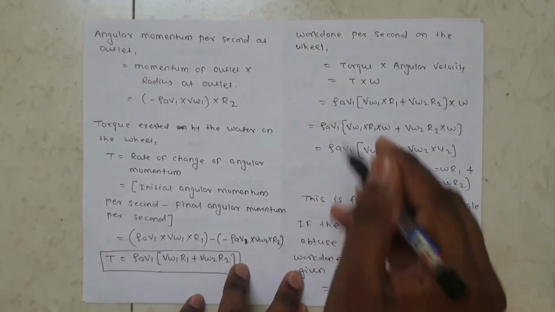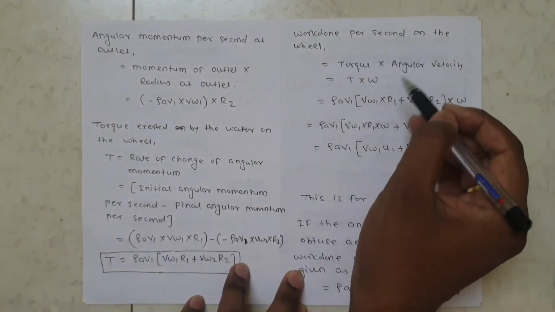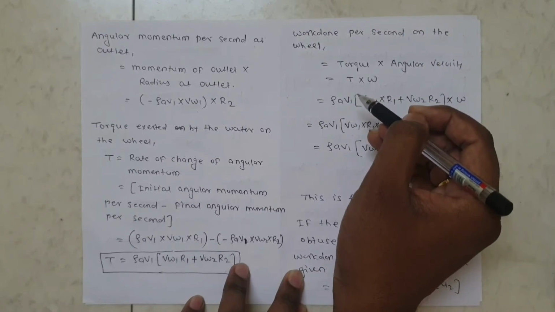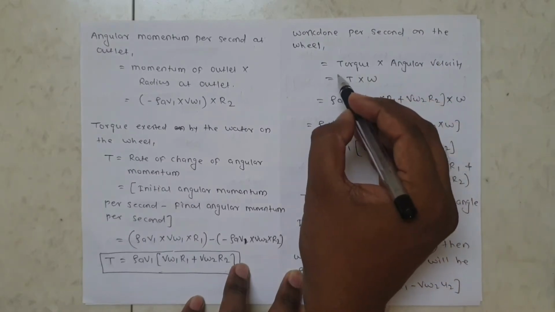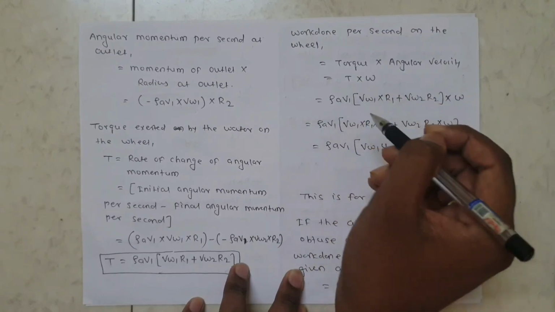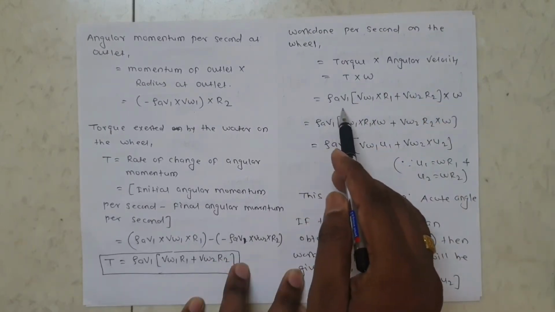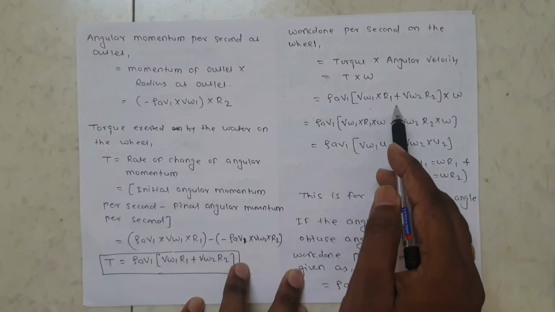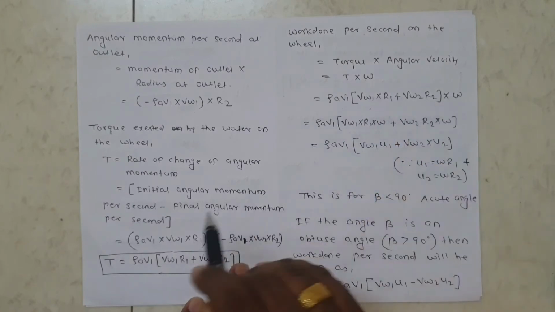Next step is the work done. Work done per second on the wheel is equal to torque into angular velocity. The torque is rho a v1 into (vw1 r1 plus vw2 r2), and the angular velocity is omega.